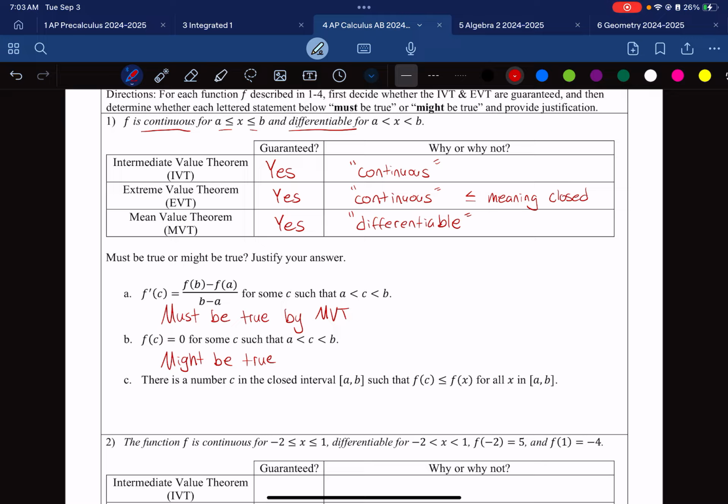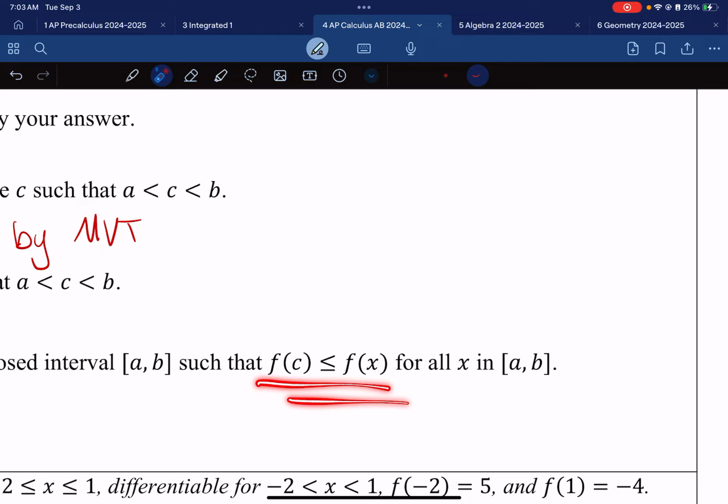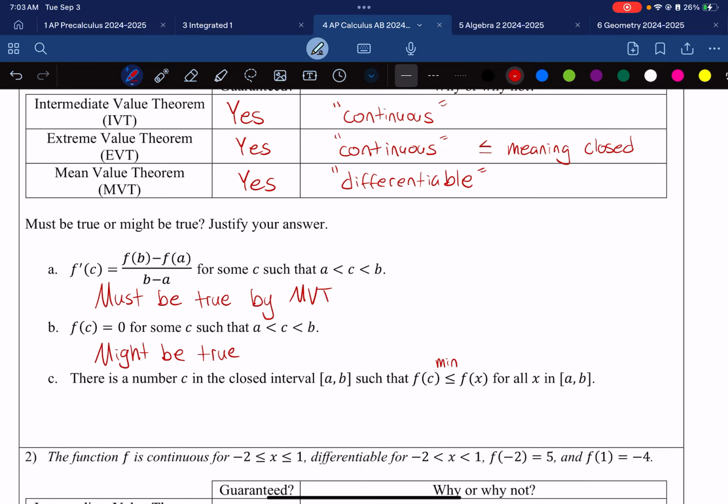What about part C? There is a number such that we have this thing happening. Well, what is that thing? Can you guys translate what this thing is? Hopefully you know that the way that I translate this is the height at some point is less than or equal to the height at all points. If one height is always small, that is the definition of a minimum. So this statement is saying, hey, there is a minimum. That's how I translated that into simple English. Well, yes, there is a minimum because extreme value theorem states that there is a minimum and there is a maximum. That is 1/2 of extreme value theorem. So this one is a must be true. Must be true. Why? By extreme value theorem.